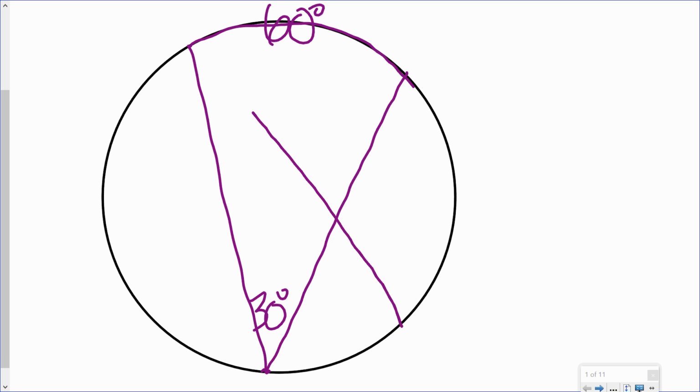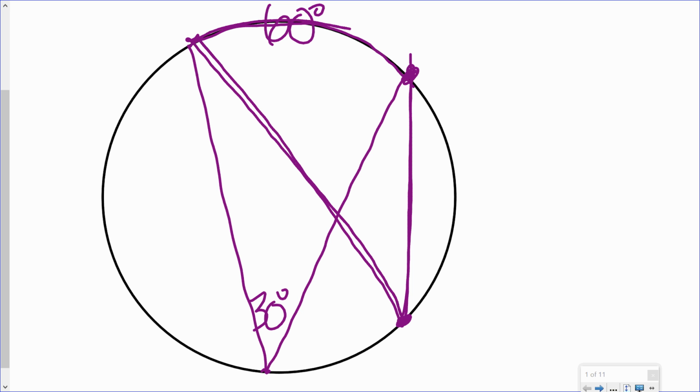Now, let's say I draw in another inscribed angle. Well, isn't this angle also intercepting this arc? Which means that it's also half of that arc, which means it's 30. So these two angles here are both inscribed angles intercepting the same arc. Because they're inscribed angles and they intercept the same arc, they must both be half of whatever the arc is, so they must both be congruent.